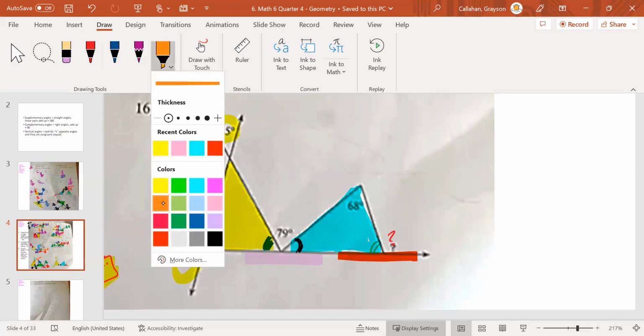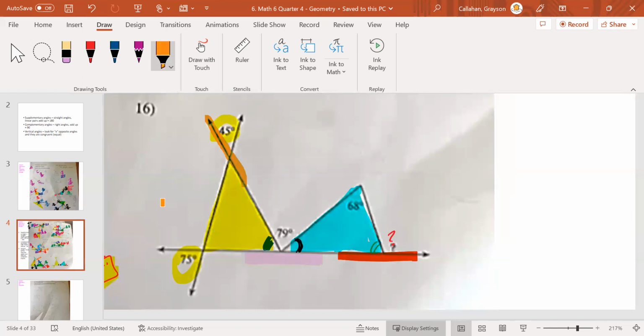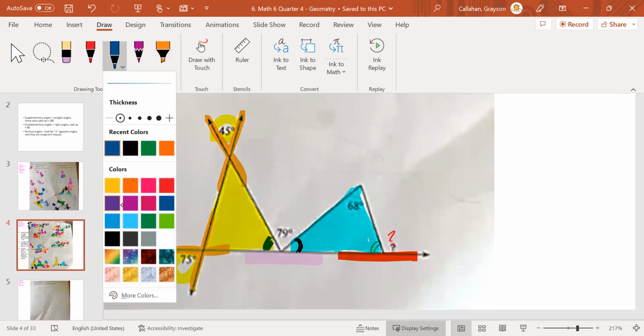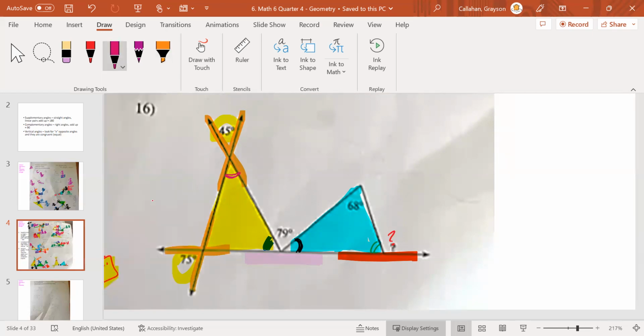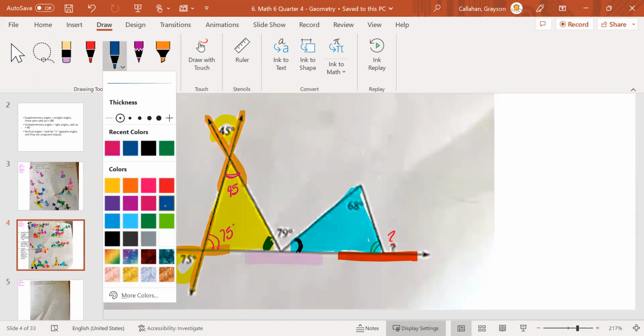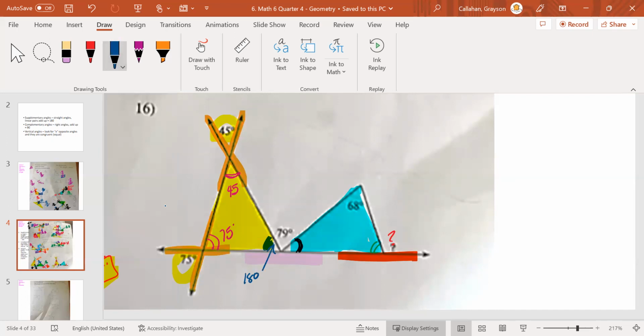So then I ask myself, do I see any X's? Do I see any more X's? Okay, so that means I can find out what this angle is. What is this angle right here? Good. What's this angle right here? There you go. You're getting better. Now, can I find the blue angle in this yellow triangle? Yeah, so 180 minus what? Good job. You're getting it. I'm so glad. Okay, 180 minus 45 minus 75 is going to give you 60. So this angle right here is 60, right?